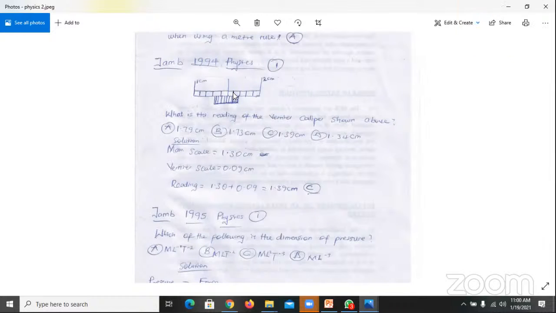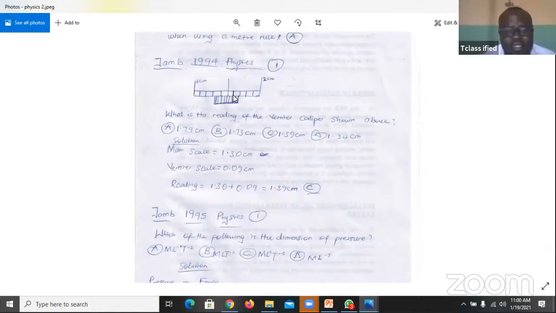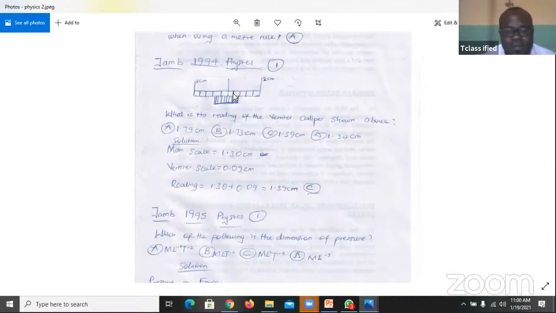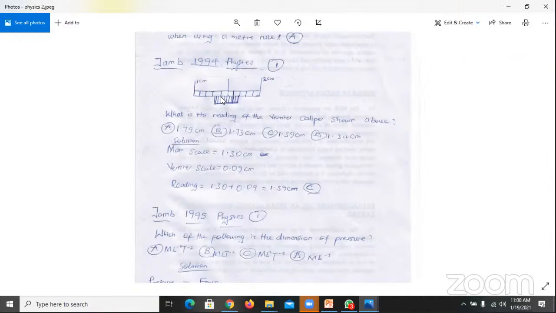Line of coincidence. Yeah, if the line of coincidence is here, it will be above 1.5, isn't it? And that's around 1.6, 1.7. Yeah, 1.7. Abi? Yes, sir. So if it was to be here, then we are talking about 1.79. Abi? Yes, sir. But if we are taking our coincidence to be around here, then it will be around 1.39. Do we understand this? Yes, sir.